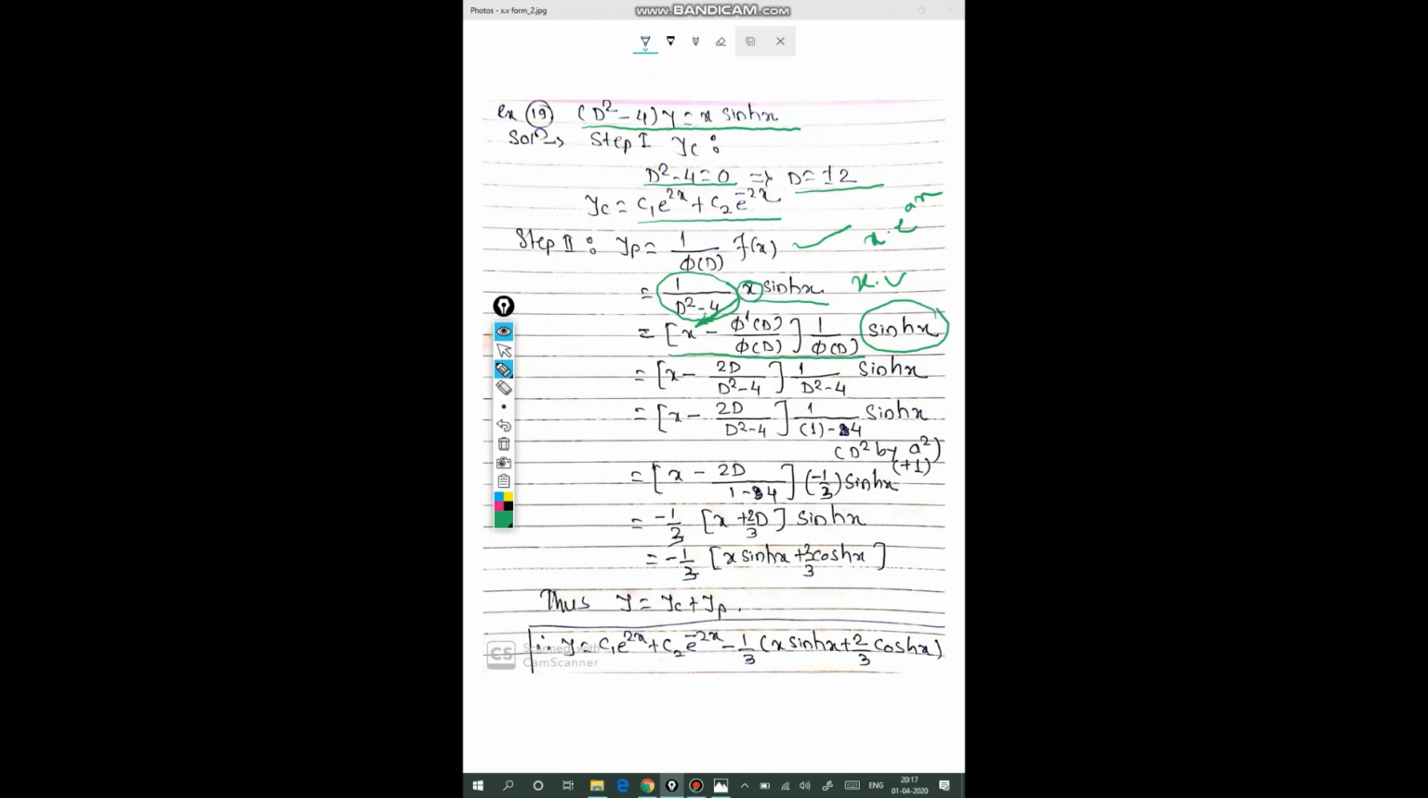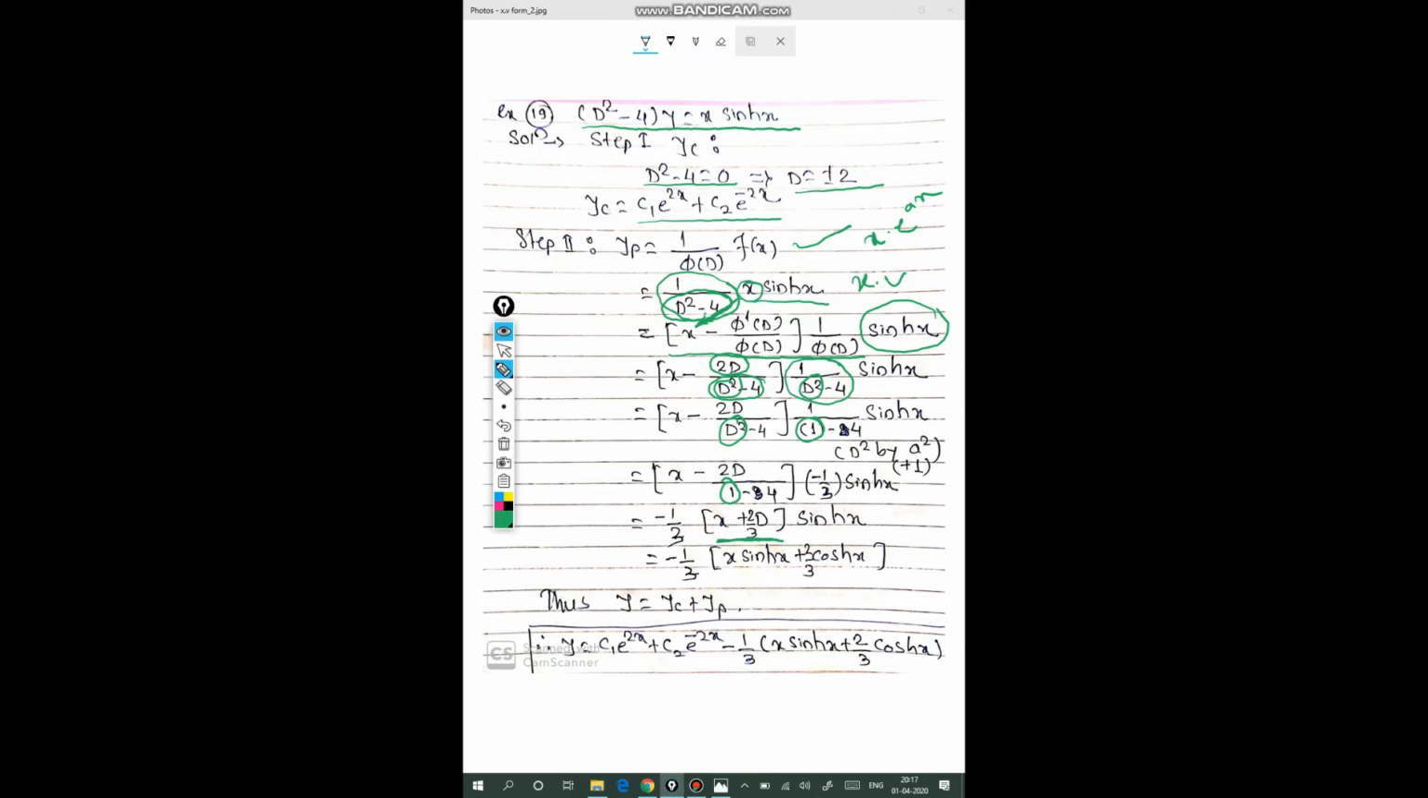So let me come to this example again. φ(D) is in this case D square minus 4, so φ'(D) becomes 2D. This is φ(D) and this is again 1 upon φ(D). Here we are replacing D square by plus 1, both here as well as here. So that replacement we did in the next step. You can replace D square by plus a square at both places. After that, this is the simplified form.